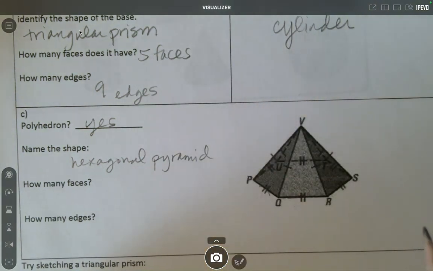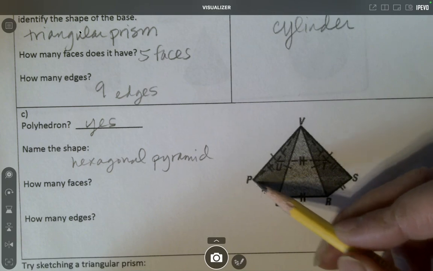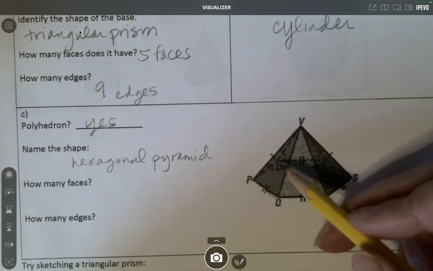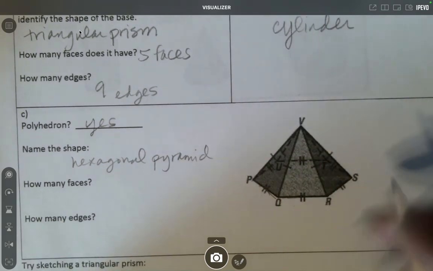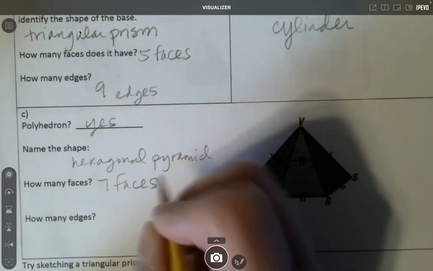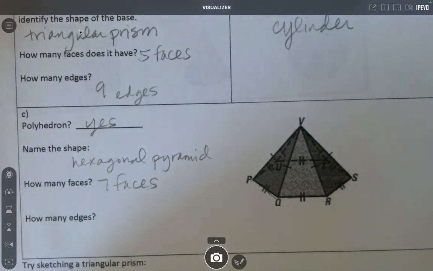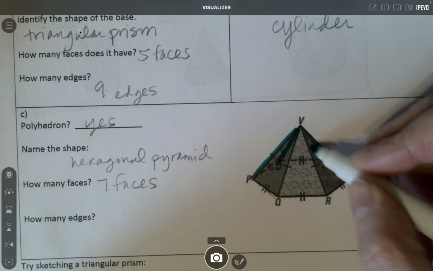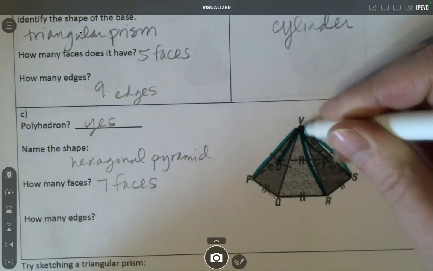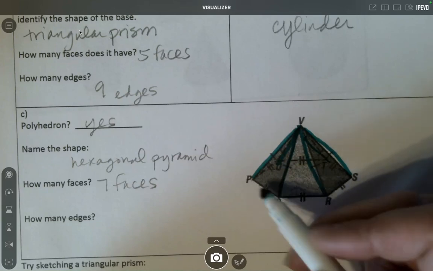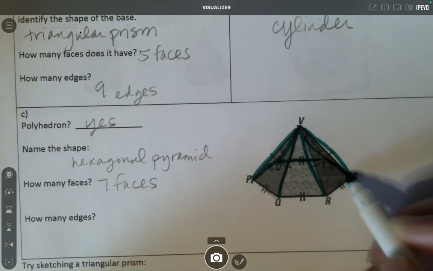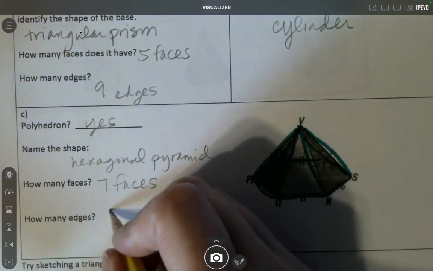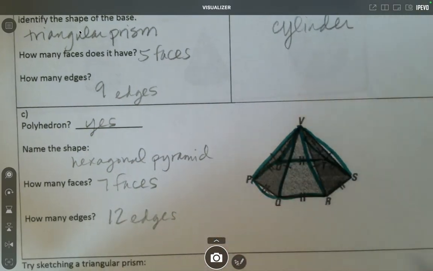And how many faces? So if I think about each side of my hexagon as going to the point at the top, and I have 6 sides on my hexagon, that means I'm going to have 6 around the top and then 1 for my base. So I will have 7 faces. And then for the edges, I might want to just count those. So remember, we have 1 coming up from each of these angles here. So 1, 2, 3, 4, 5, 6. But then I also have 6 on the hexagon itself. 1, 2, 3, 4, 5, 6. And so that's going to be 12 edges. So we're going to spend a lot of time counting today.